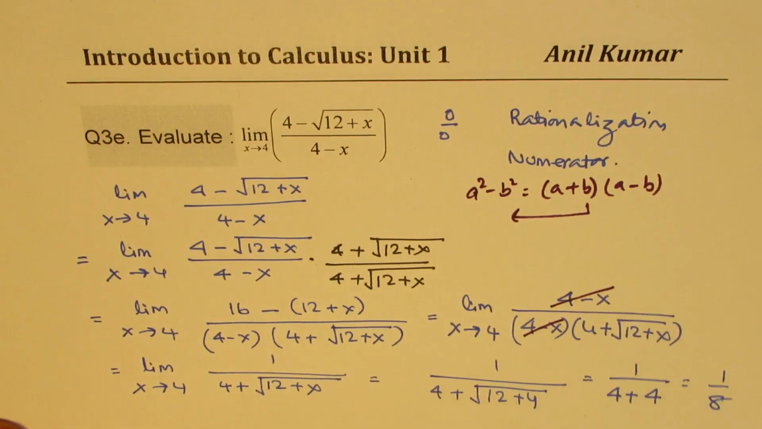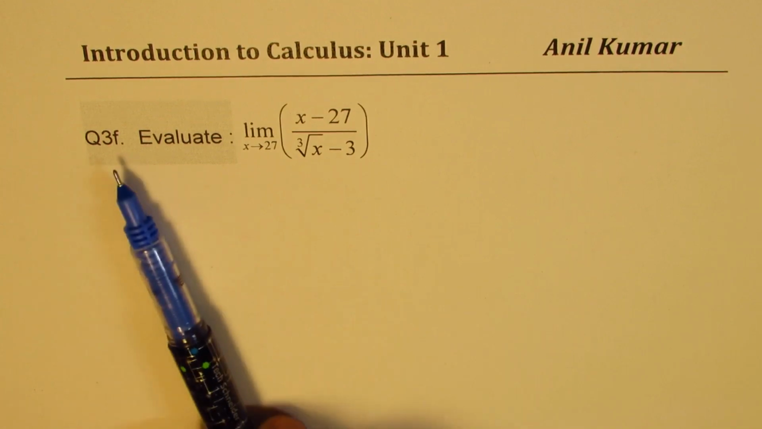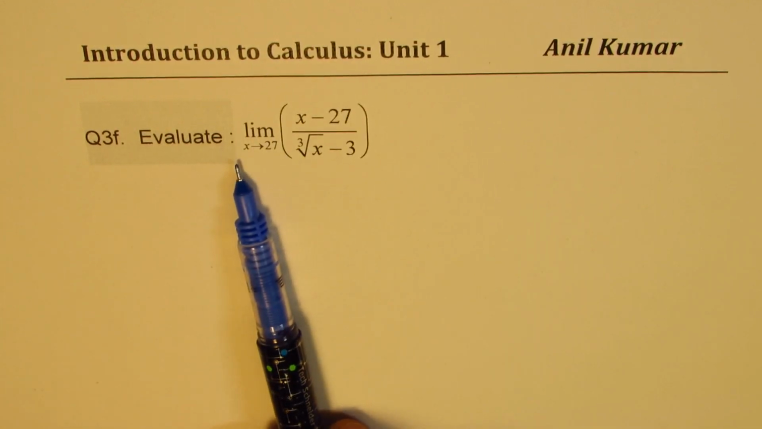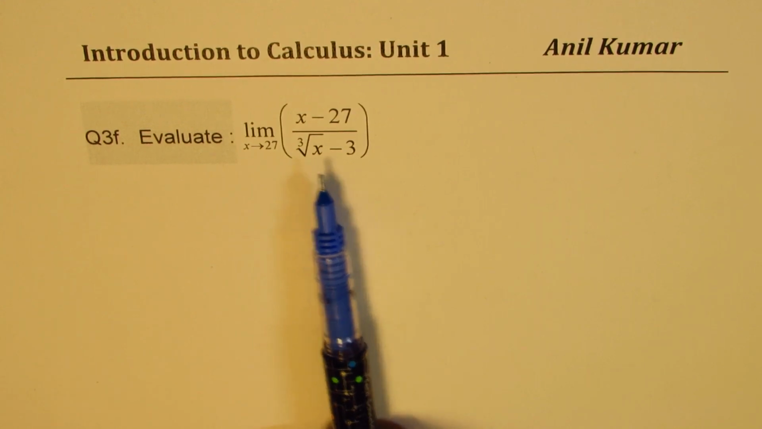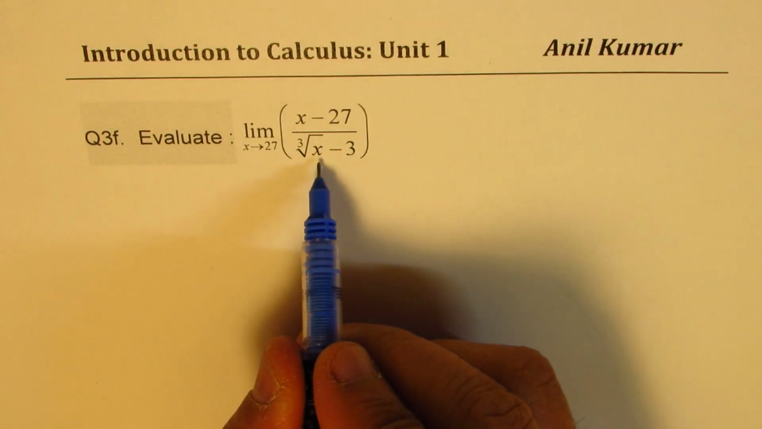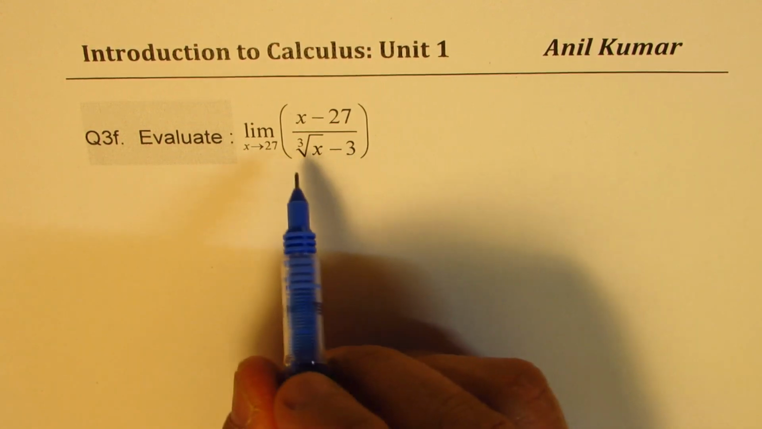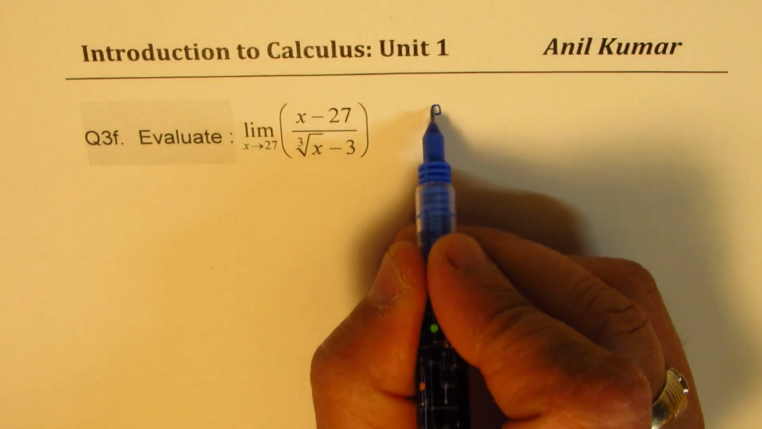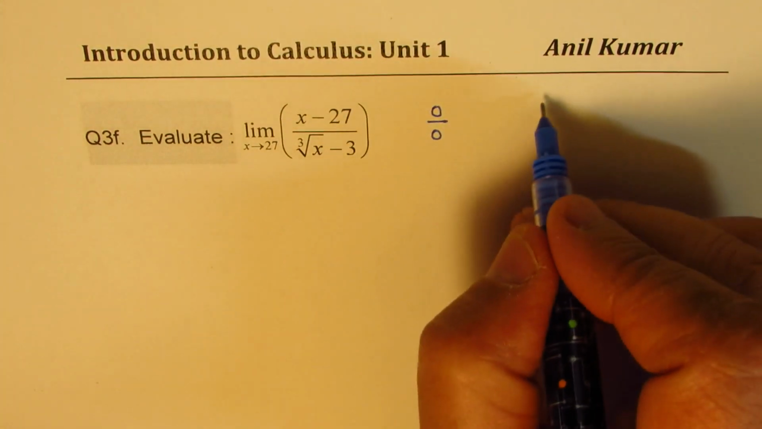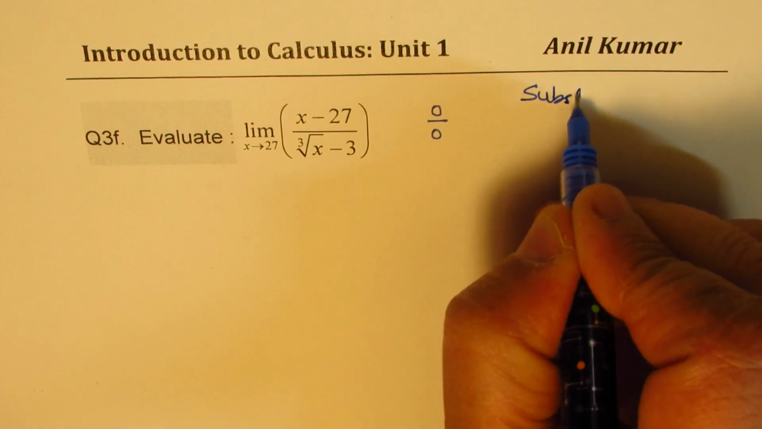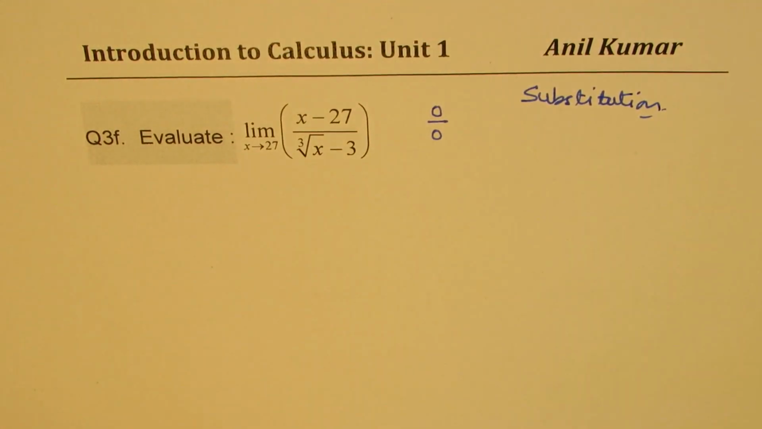Now let's take the last question of this series. We need to evaluate the limit as x approaches 27 of x minus 27 over cube root of x minus 3. So if I substitute 27 here, we get 3. 3 minus 3 is 0. 27 minus 27 is also 0, right? So it is again 0 over 0 form. In this case, we'll use the substitution method to find the limit, correct?